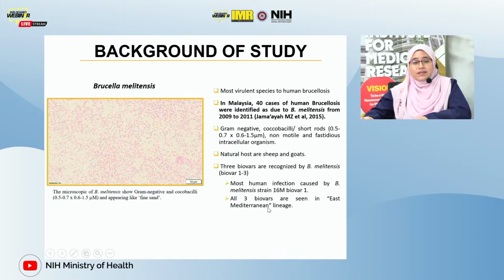Brucella melitensis is a gram-negative bacterium. It is a coccobacillus or short rod, non-motile, and a very fastidious intracellular organism. The natural hosts of Brucella melitensis are sheep and goats. Brucella melitensis consists of 3 biovars, and most human infections are caused by biovar 1, while all 3 biovars can be seen in the East Mediterranean lineage.